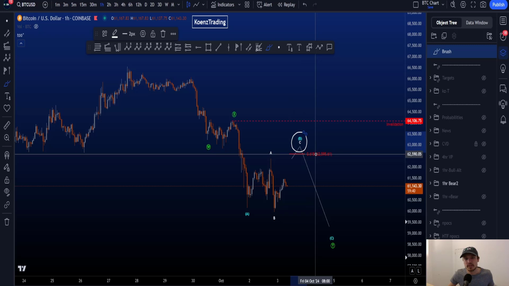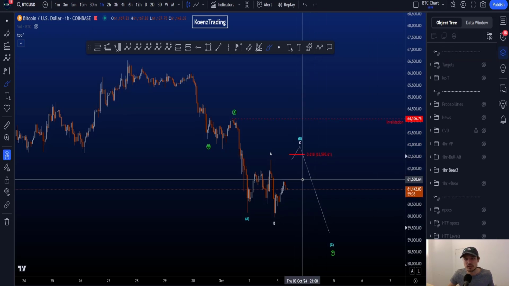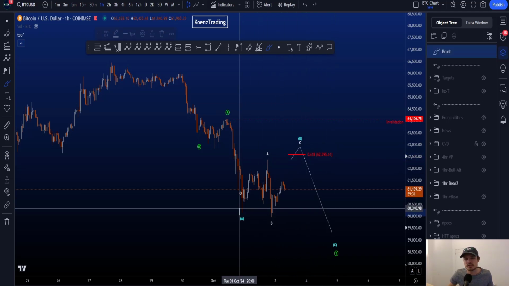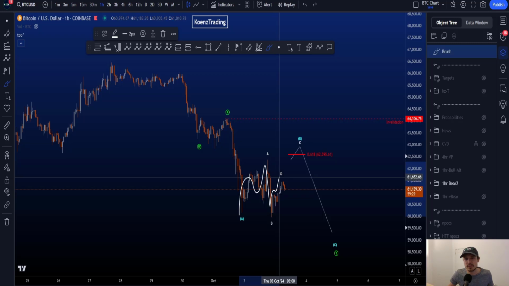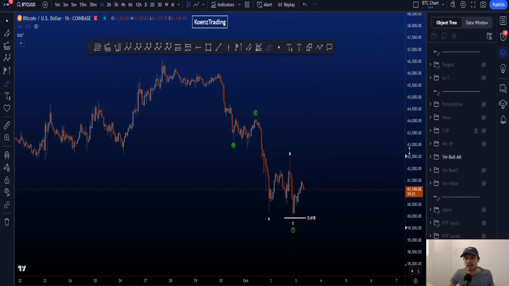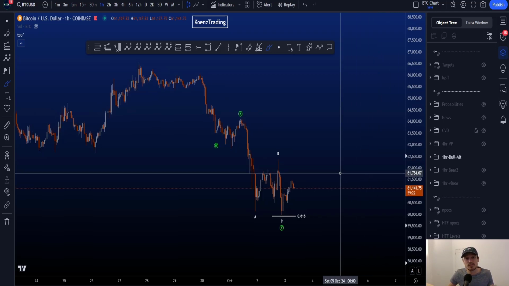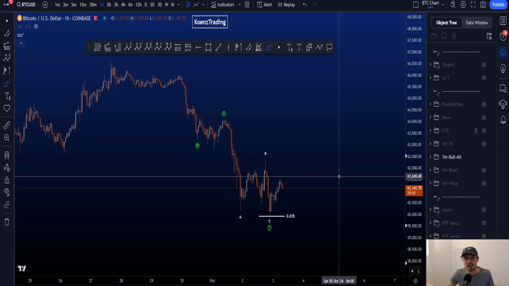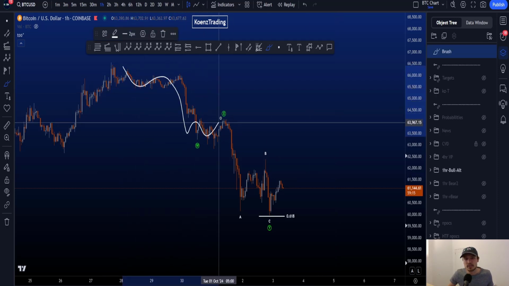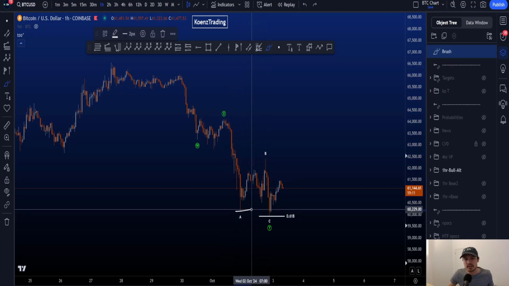Inside this wave B, you can have any corrective structure, but the one that I have on my chart at the moment that could hit the 0.618 would be a flat structure, 3-wave A, 3-wave B, and then you want to see a 5-wave C. And then the most bullish scenario would be a finished 3-wave corrective structure to the downside in a double zigzag.